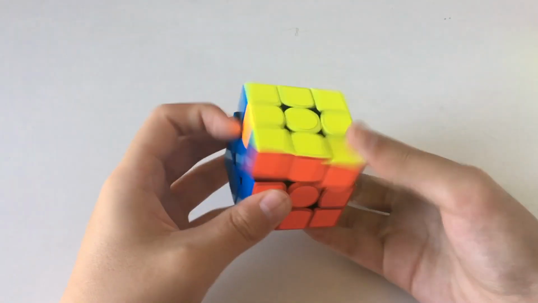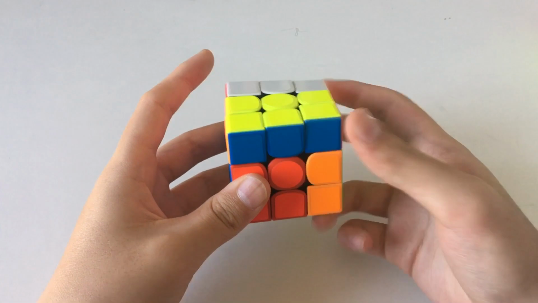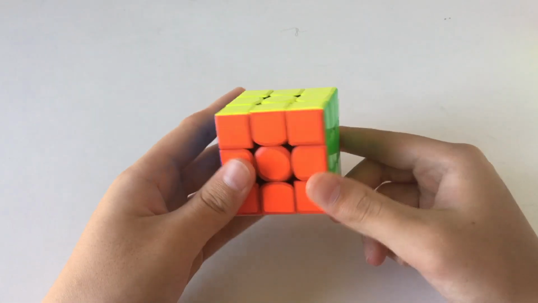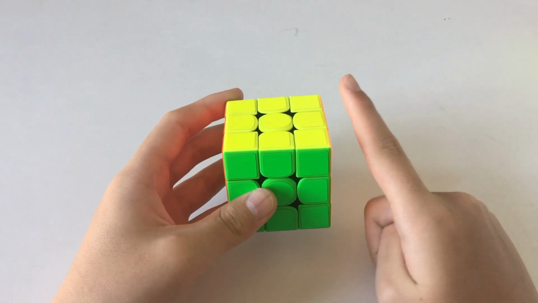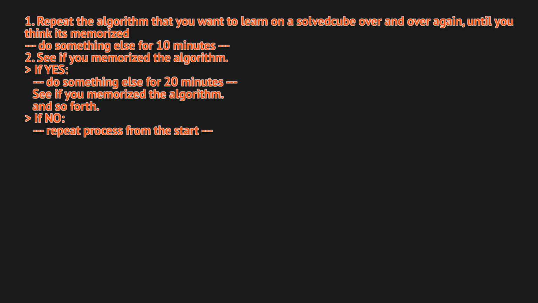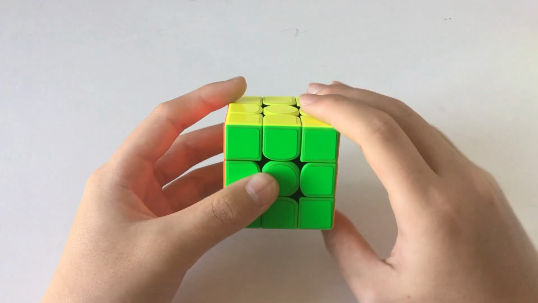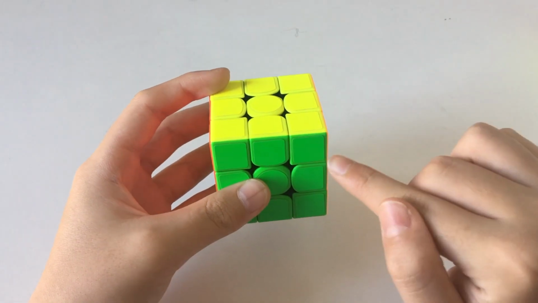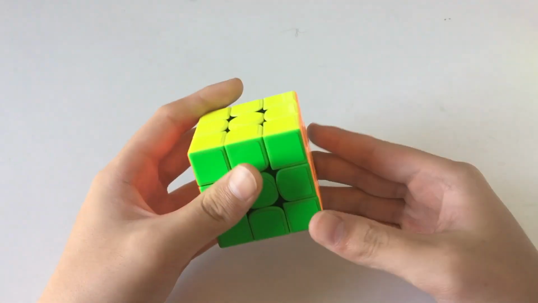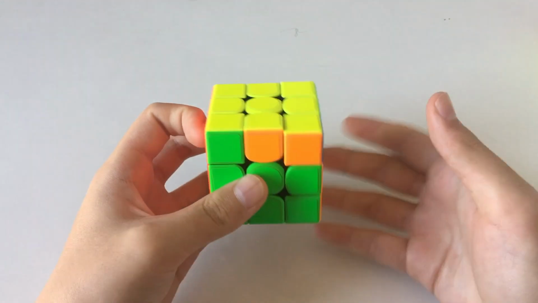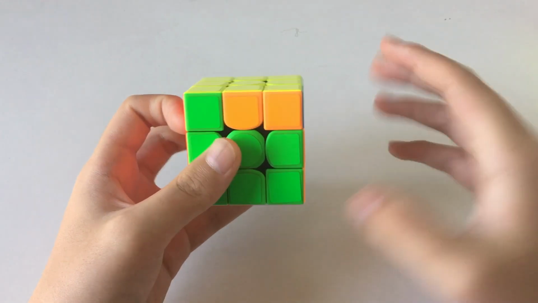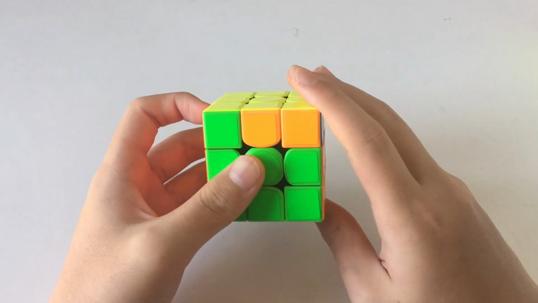Today I'm going to be showing you guys how to memorize these algorithms way faster. So, for example, my first tip is going to be repeating the algorithm that you want to learn over and over again. For example, I am just going to learn the Jb-perm algorithm, which is this, over and over again. And I'll have a time lapse here of me doing it.